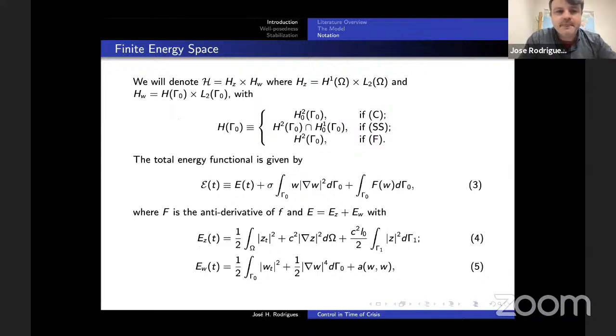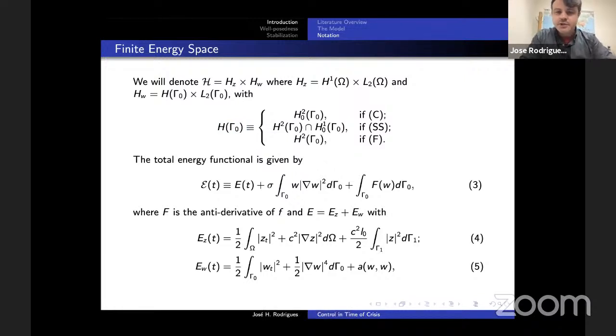So here we are going to consider a few notations. We consider the natural phase space, the natural finite energy space for the system. This finite energy space is given by the space regarding the wave equation, and also the space regarding the plate. And depending on your choices for boundary conditions for the plate, we might have the following space H for the plate.